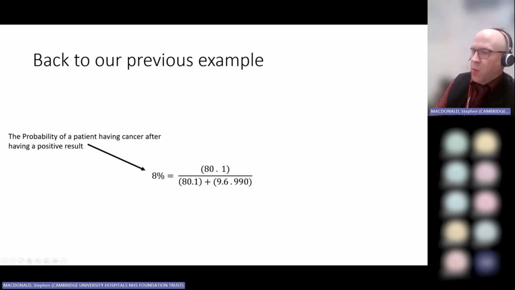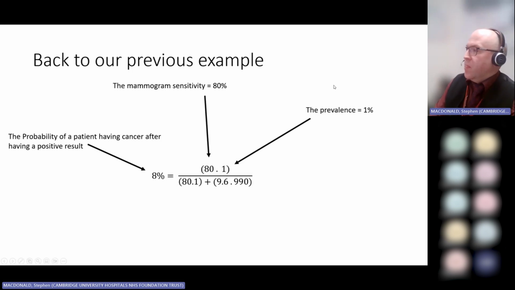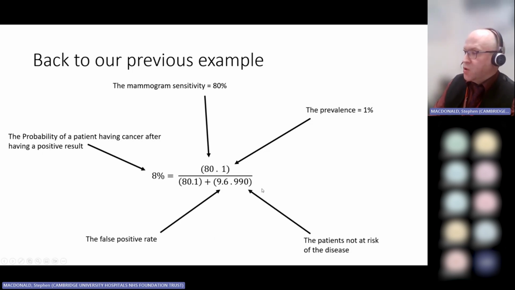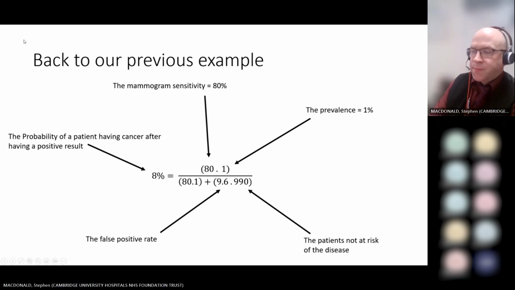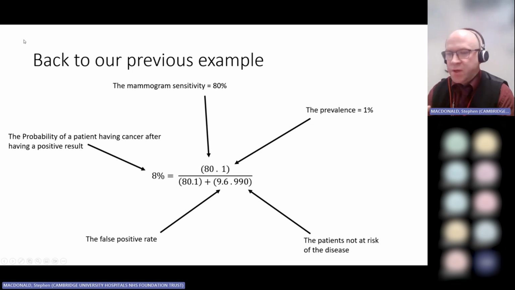So in our example, the probability of a patient having a cancer after a positive result was 8%. That was because the mammogram sensitivity was 80%, the prevalence was 1%, the false positive rate was 9.6%, and those were the high number, that should have another zero at the end of it, the high number of patients who have an absence of disease but were tested and gave a false positive result, 10% of them that was the case for. So this theorem now gives us a way of thinking, how can we interpret our results given what we already know? So what do we already know?